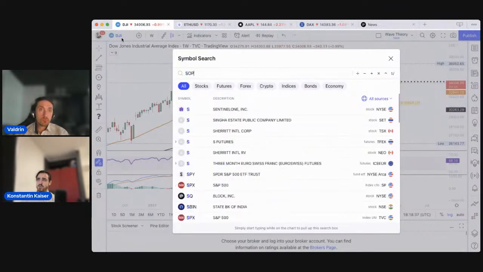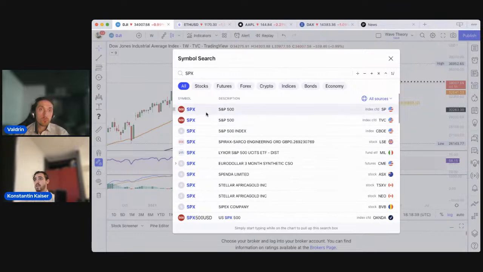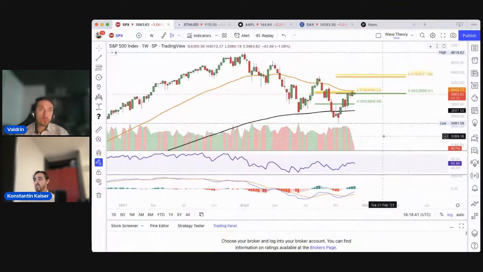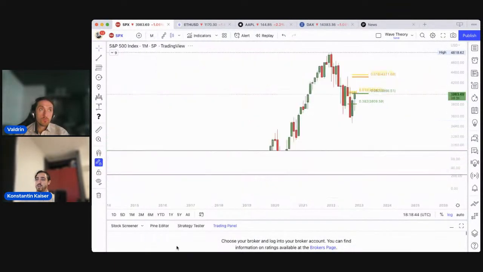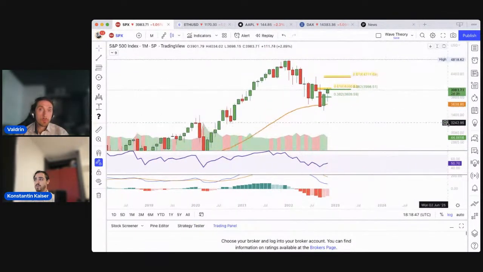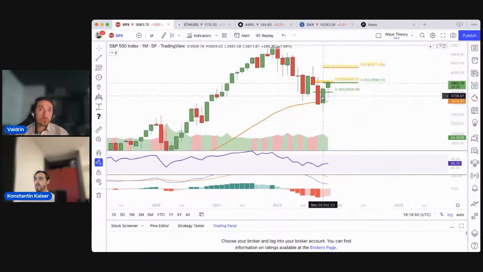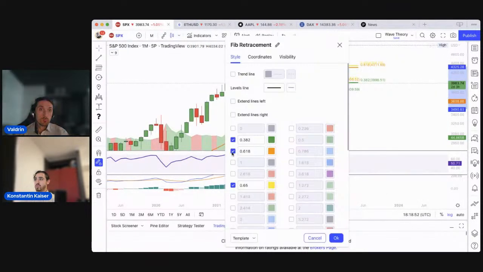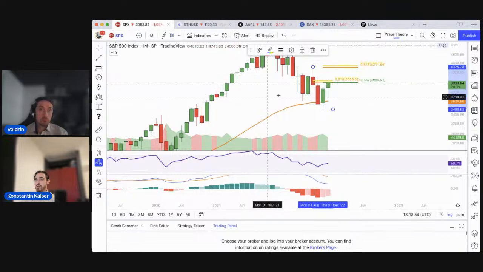And the last one that we didn't cover yet is the S&P 500, which is in a very similar spot right now. The big difference here is that it bounced off the 50-month EMA. And then from there, it basically surged around, I think, also around 20%.